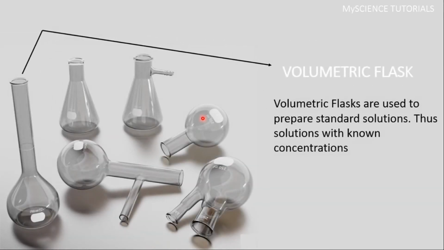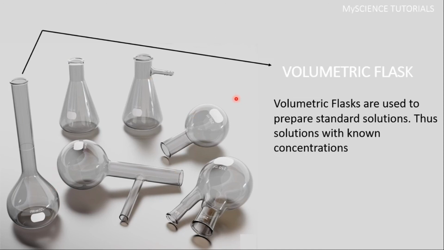Now we have the volumetric flask. This flask is used to prepare standard solutions, that's solutions with known concentration. For instance, we can see that the label over here is 250 ml. So assuming we want to prepare 250 ml of calcium carbonate solution, all we need to do is to weigh a specific amount of our calcium carbonate solid, and then we dissolve it in a small amount of water and we transfer it into the flask using the funnel.